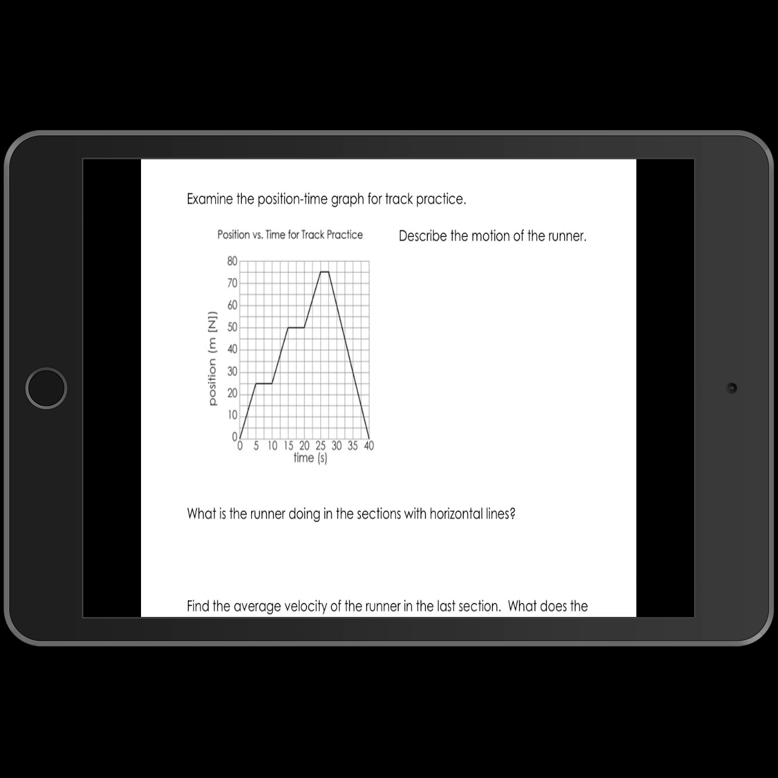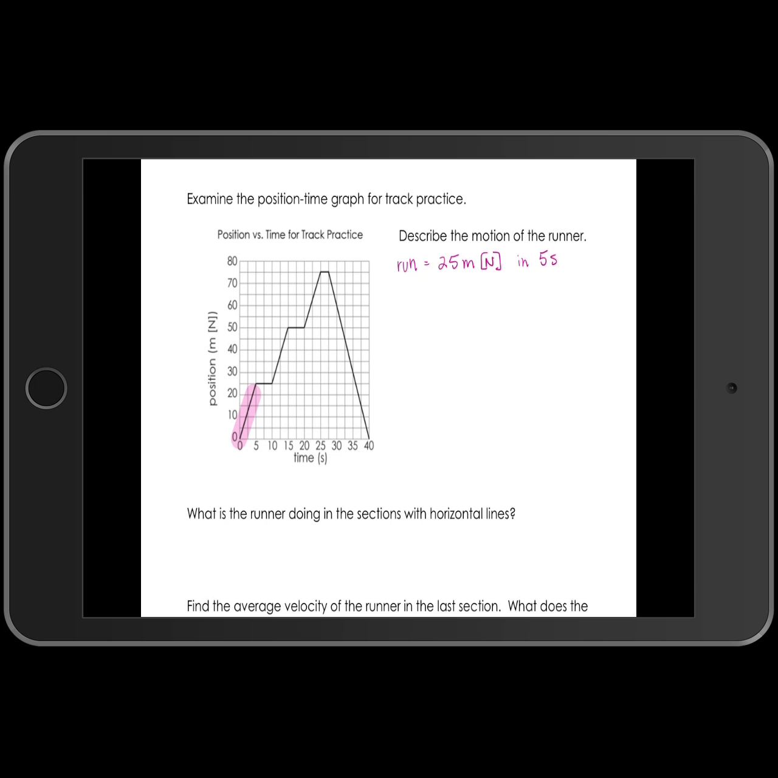Okay, examining a position versus time graph for track practice. We're going to describe the motion of the object or the person. So for this person, they start out at position 0, and then they run 25 meters north in 5 seconds. That's what their position is at that point. Let me just highlight this.